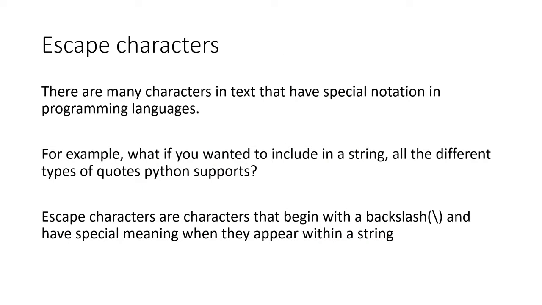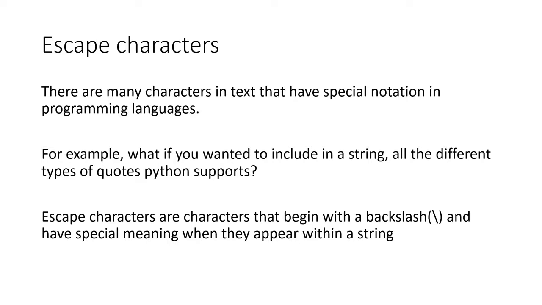Now I do want to make one additional little sidebar here, and that is to talk about another element you'll find in Python, called an escape character. We have talked a little bit about strings and how they work and how they're made up of common characters, text. But there are many characters in text that have special notation in programming languages. So for example, a quotation mark. How do you use a quotation mark in text if you want to have that quotation mark appear?